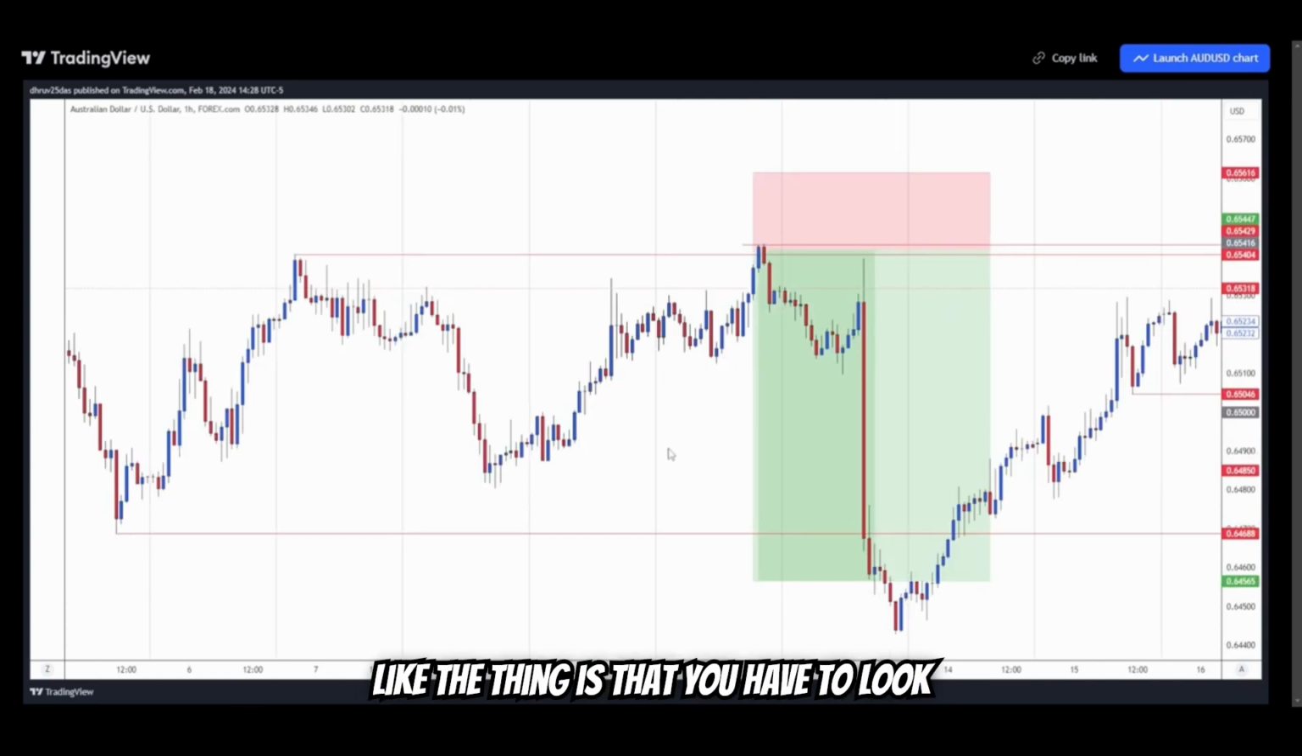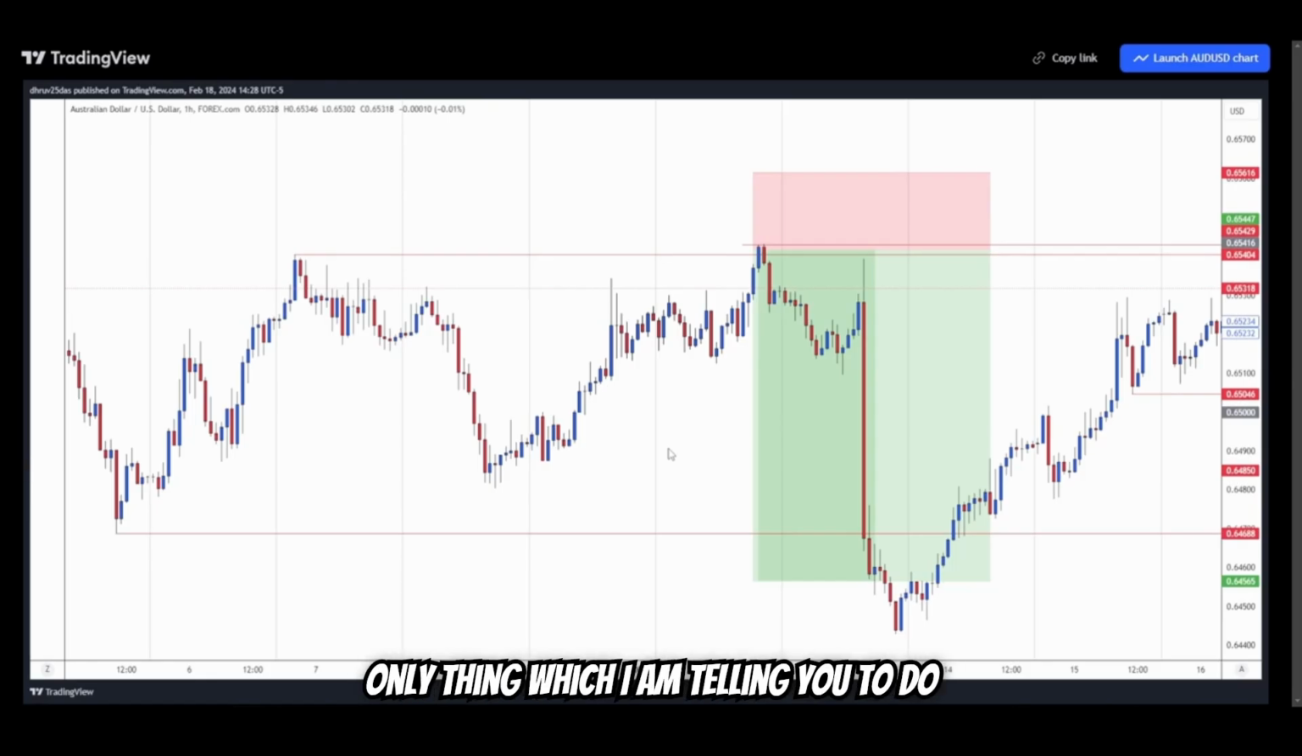Like the thing is that you have to look from the perspective of a supply and demand, support and resistance, and trend line trader, okay? Because if you look their way, you will easily find supply and demand zones, and you will easily find support and resistance. And if you can find supply and demand zones and support and resistance, you can know where the stop losses of those traders are, right? Because you will get to know that, okay, if this is a demand zone, the stop loss will be right over here, or if this is a supply zone, the stop loss will be over here.